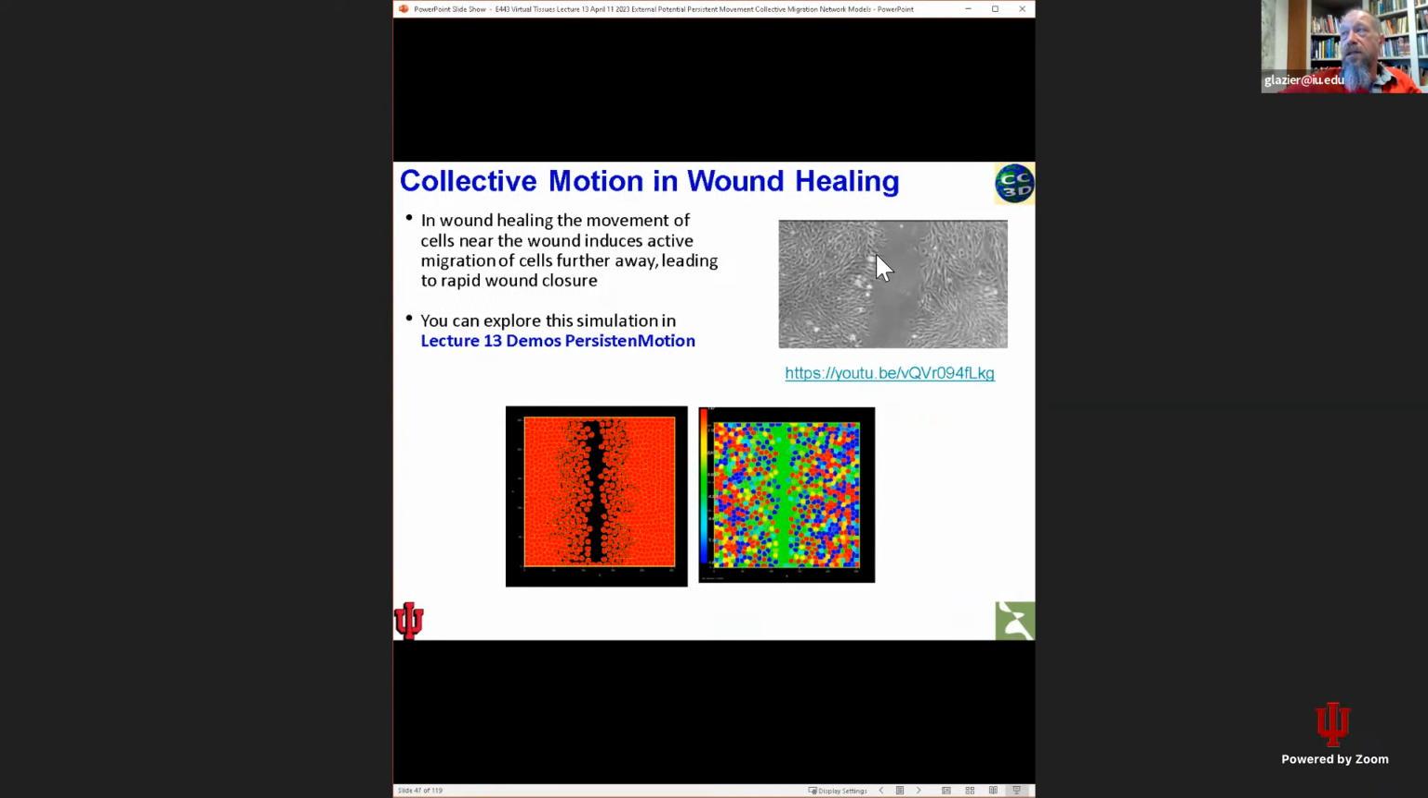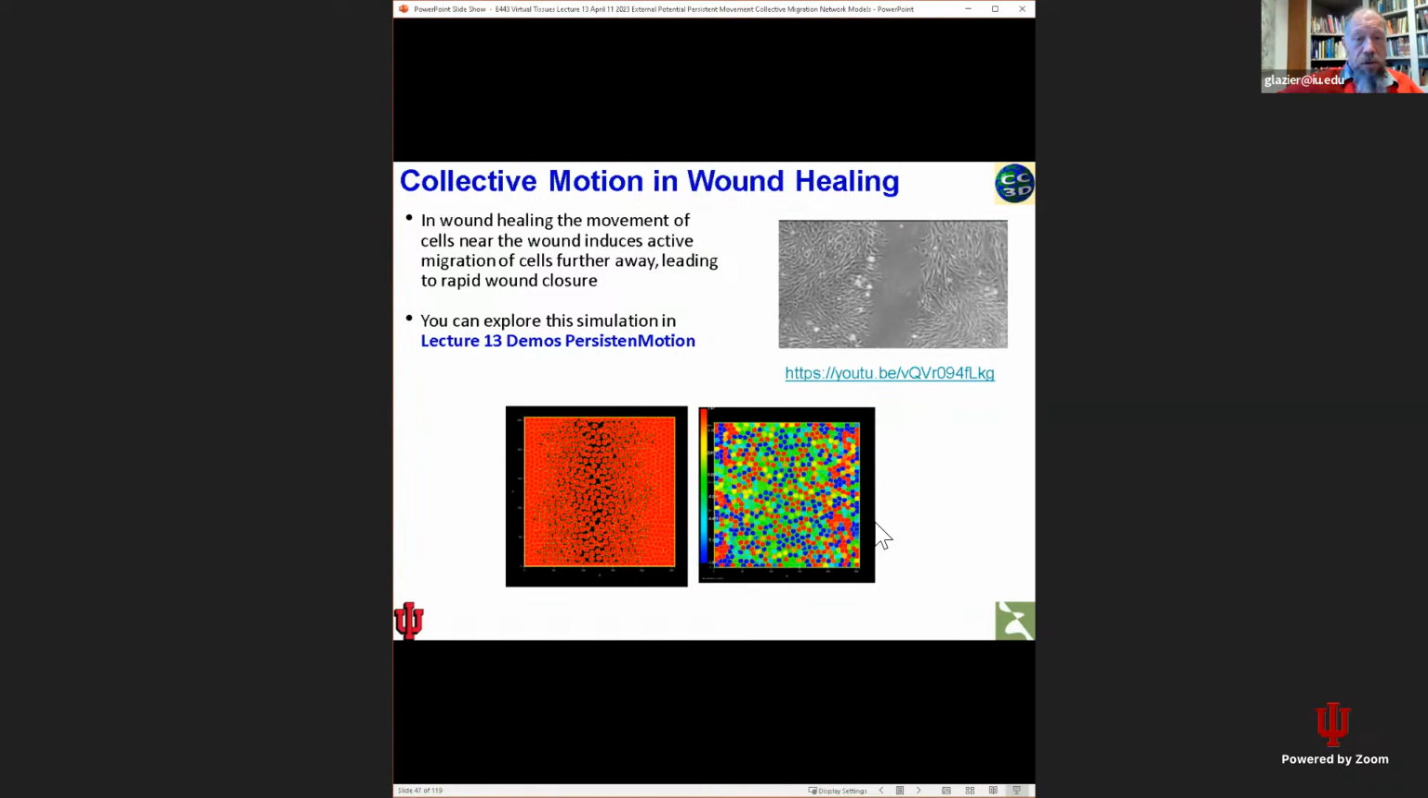where the cells at the boundary of the wound begin to move in. And they send a signal that causes the cells right behind them to move in the same direction. And that causes a signal to the cells behind them to move in that direction. The net result is that all the cells move towards the wound, and the wound closes pretty quickly, which is the simulation you see down here. And that simulation, which we're not going to run today, is available to you in lecture 13 demos per day. The T is missing. It's persistent motion that does this.